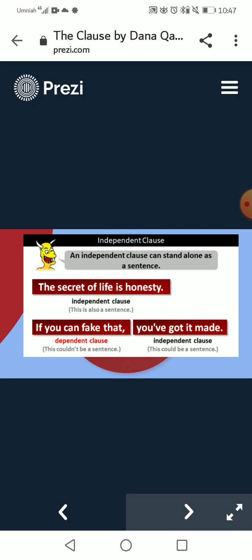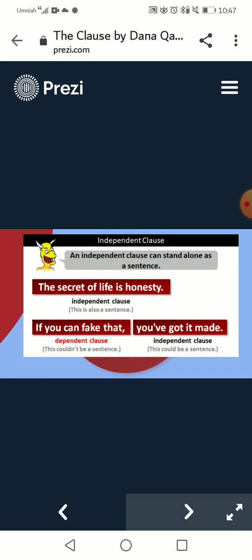Here, as you can see in this example, "The secret of life is honesty." Now, this is an independent clause. From the word independent, it can stand alone. "The secret of life," you have here the subject, "is" is the verb, and "honesty" is the complement. So it's a full, meaningful sentence. You can understand it. This is why we call it an independent clause.